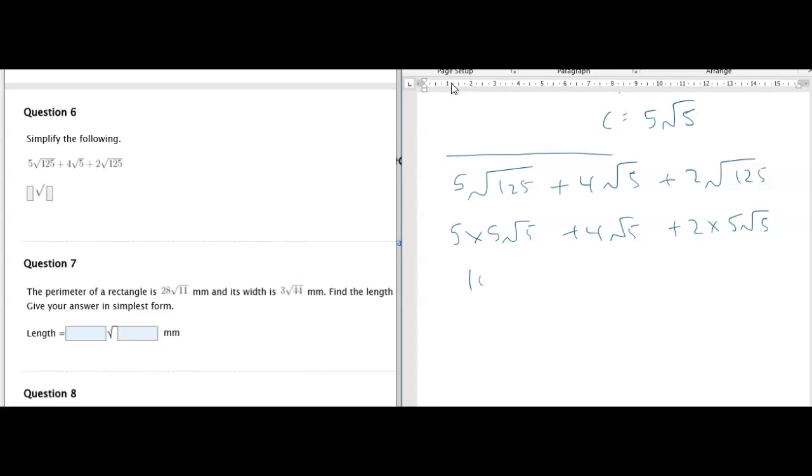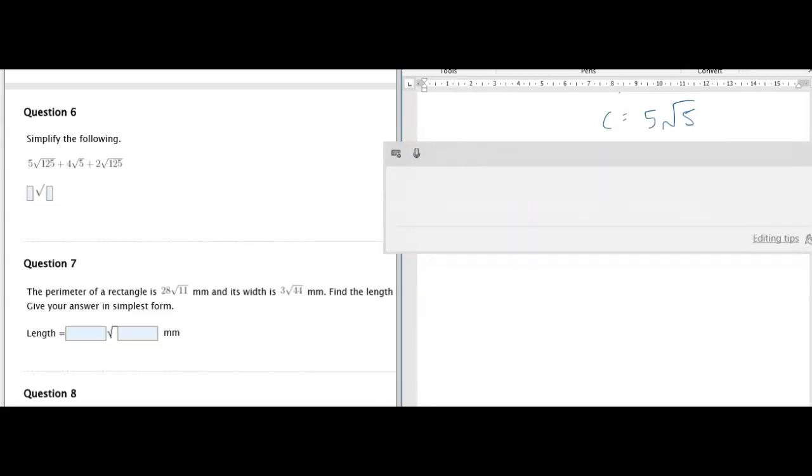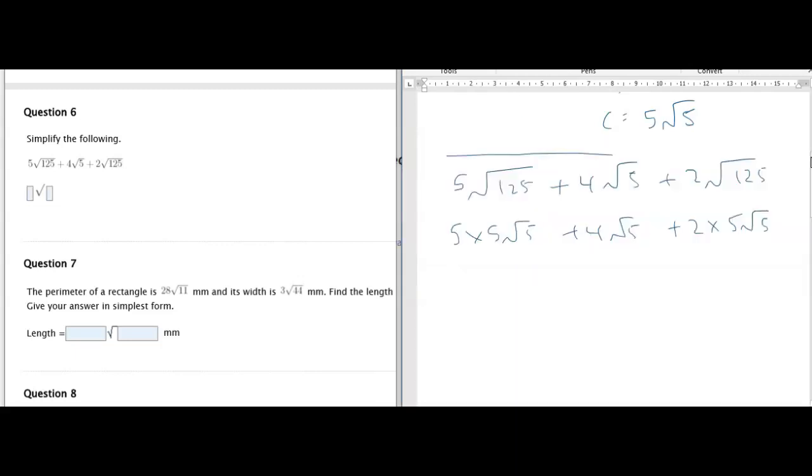Now, just multiply the, oops, that's not 10. Just give me a second to pop that out. 5 times 5 is 25. And then we have 4 root 5. And then 2 times 5 is 10.